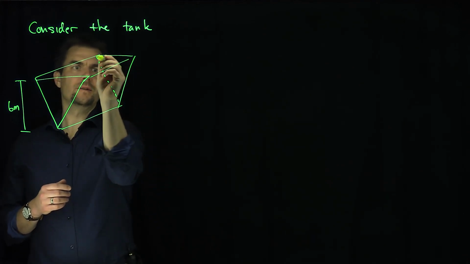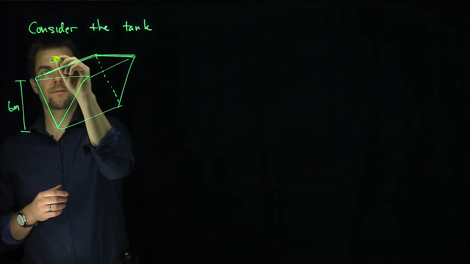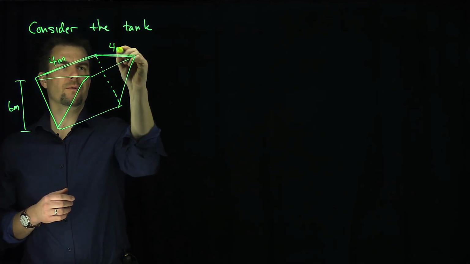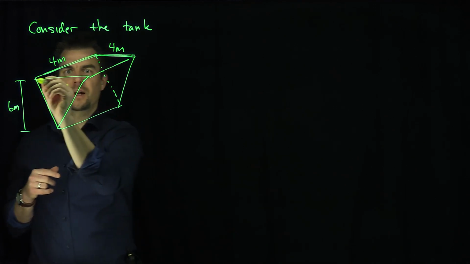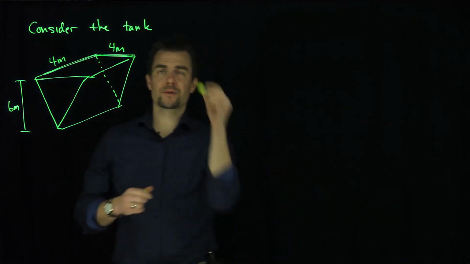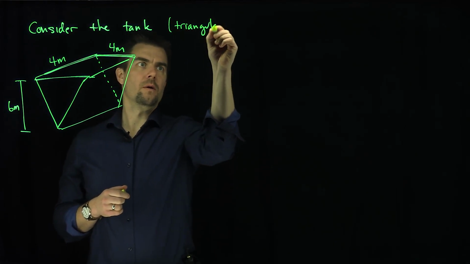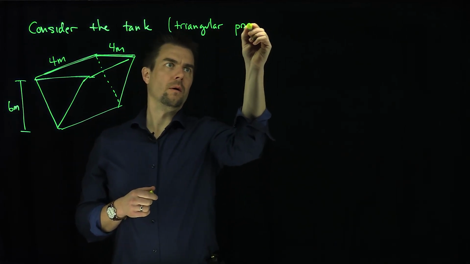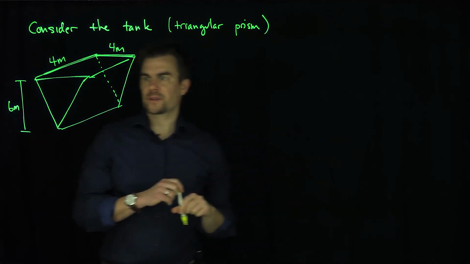And let's assume, I'm drawing this not to scale, that that's 4 meters over here and that's 4 meters over here. So the top is a square, basically. So we have a square on top over here. That's the top of my tank. And then I start to pour water into this tank. So this is a triangular prism. There's my triangular prism.